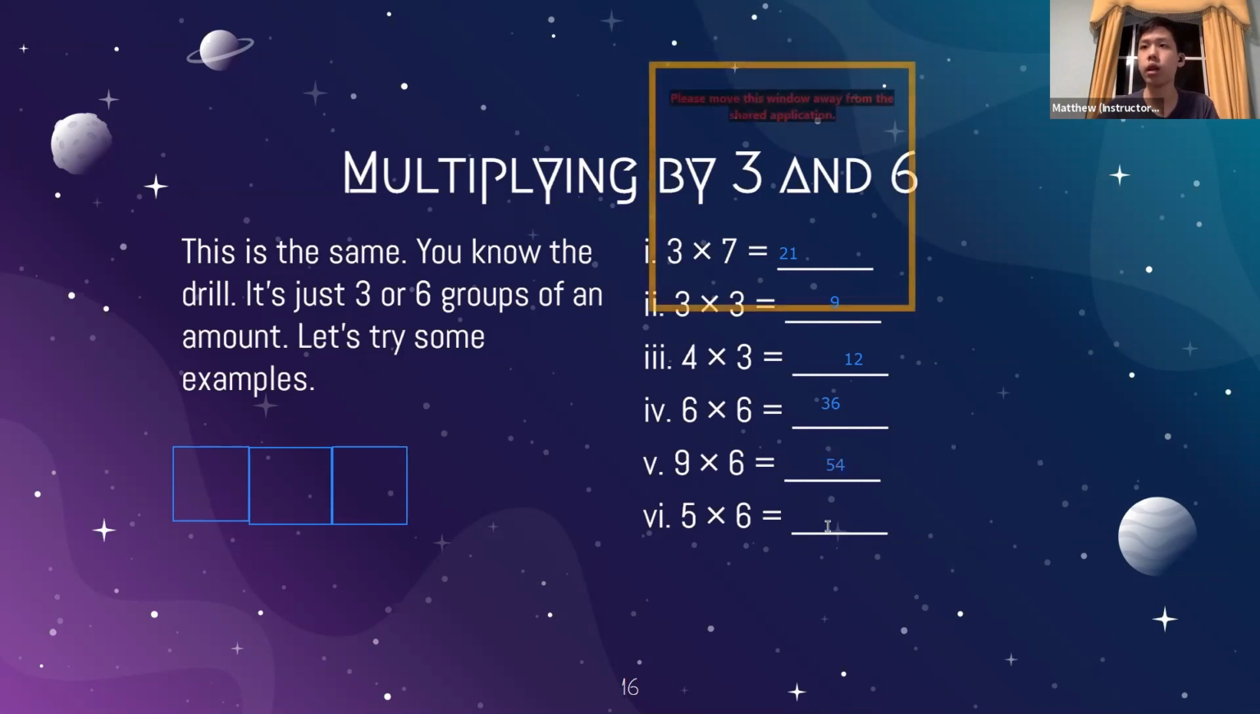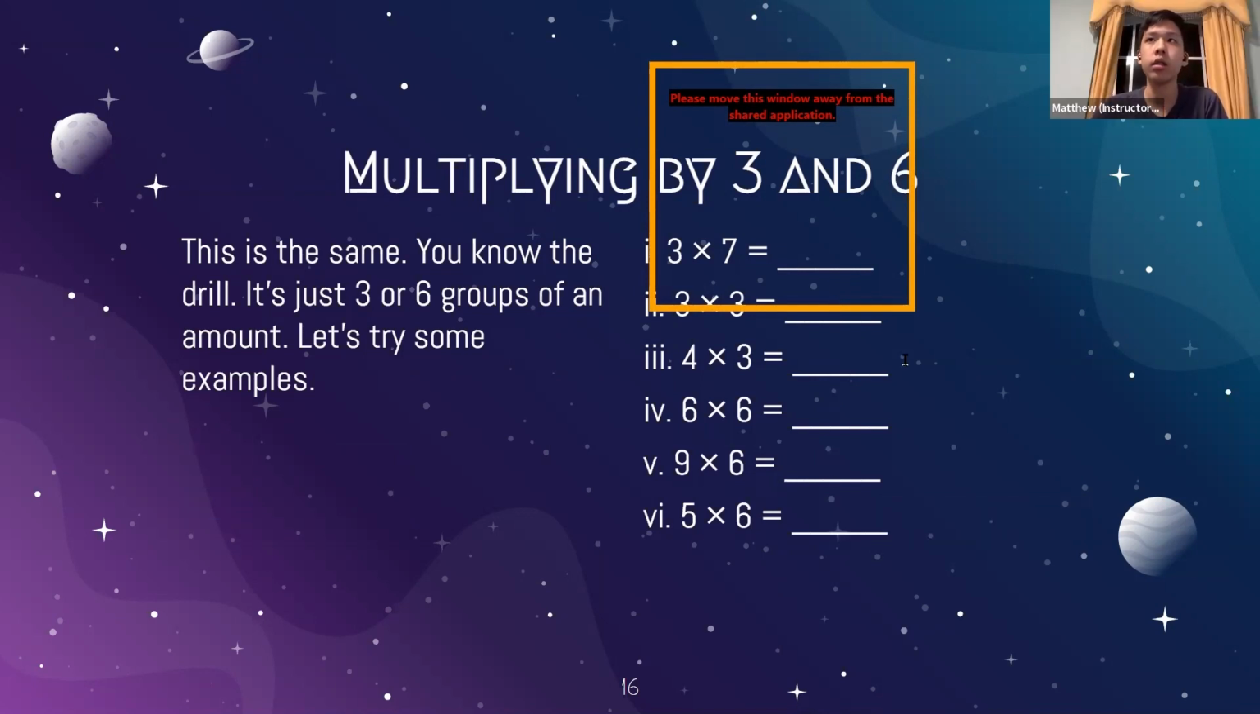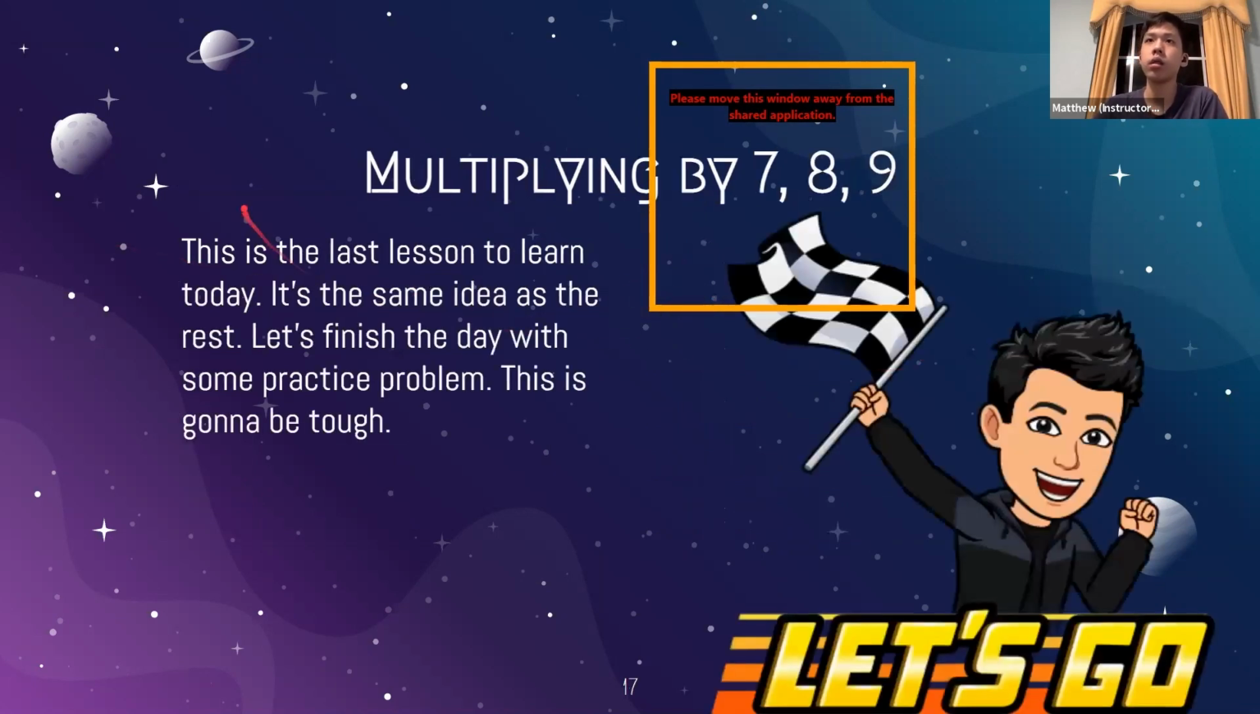So last question here. Does anyone know what 5 times 6 is? 30. Correct. Alright, I'm gonna clear my drawings. So let's try multiplying by 7, 8, and 9.